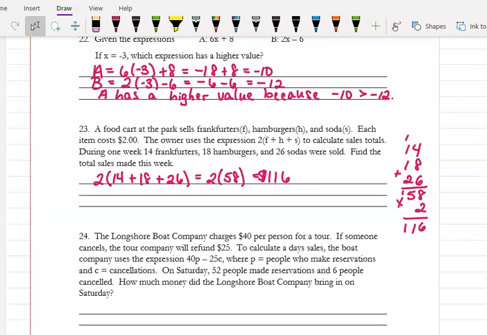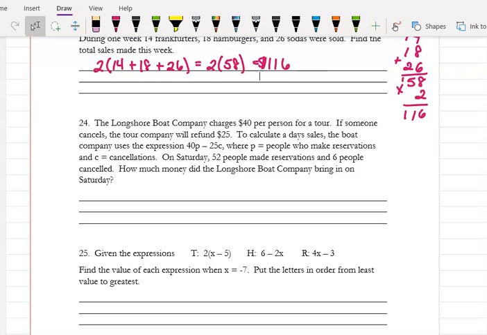Okay, moving on. 24, the Longshore Boat Company charges $40 per person for a tour. If someone cancels, the tour company will refund $25. To calculate a day's sales, the boat company uses the expression 40P minus 25C, where P equals people who make reservations and C equals cancellations. On Saturday, 52 people made reservations and 6 people canceled. How much money did the Longshore Boat Company bring in on Saturday?